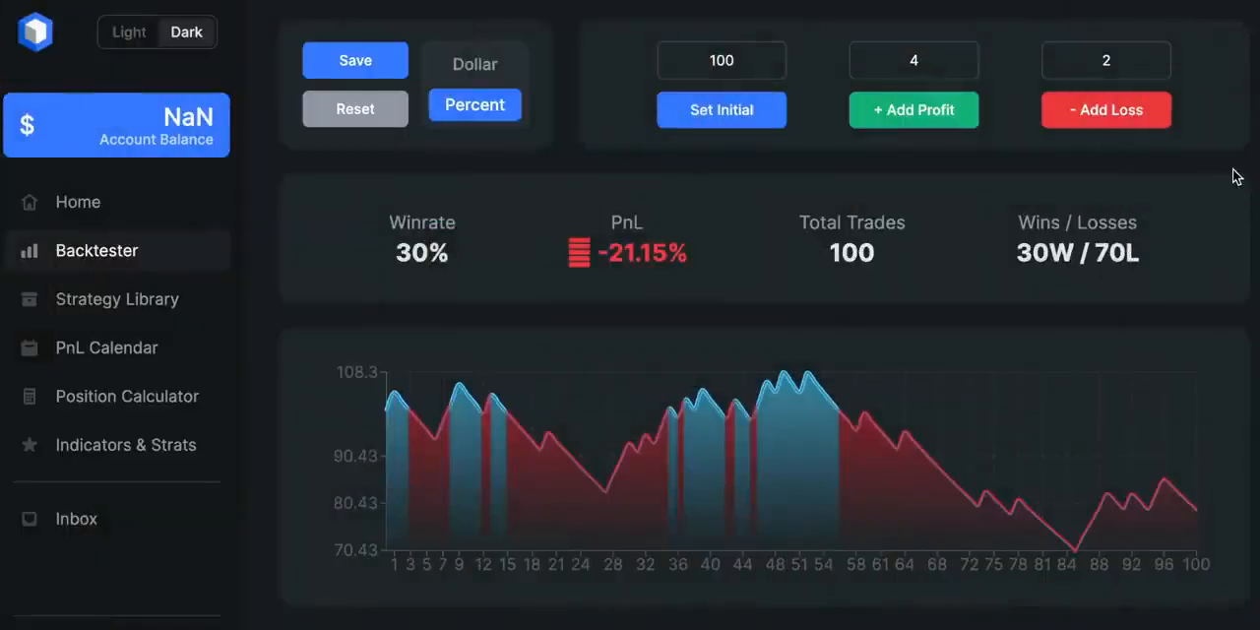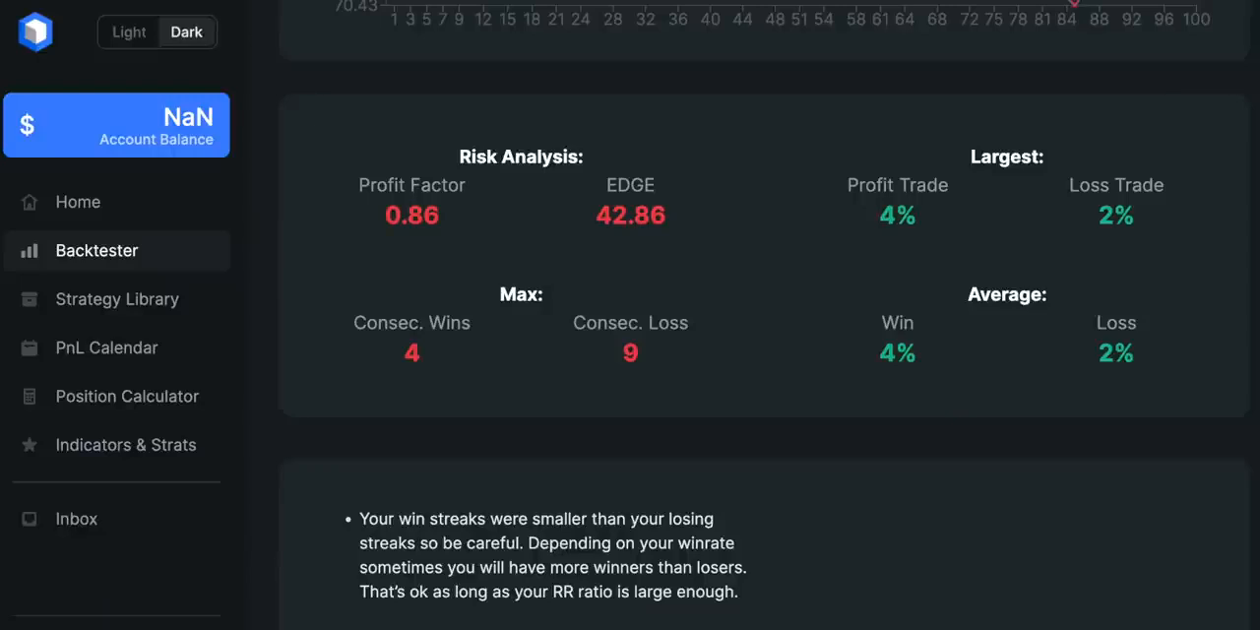Okay, so I just finished my backtesting and here are the results. This strategy has a 30% win rate, which is a bit lower than promised. We also lost 21.15% of our account after 100 trades, which is absolutely perfect. I mean, who wouldn't want that? Our profit factor is 0.86 and we had 4 consecutive wins against 9 consecutive losses.